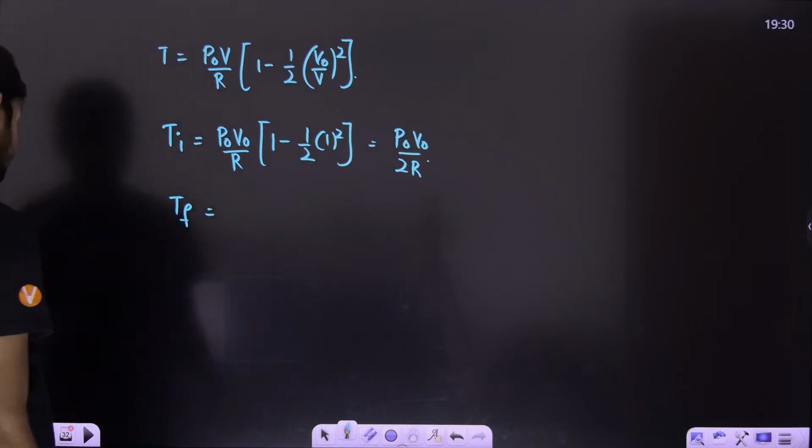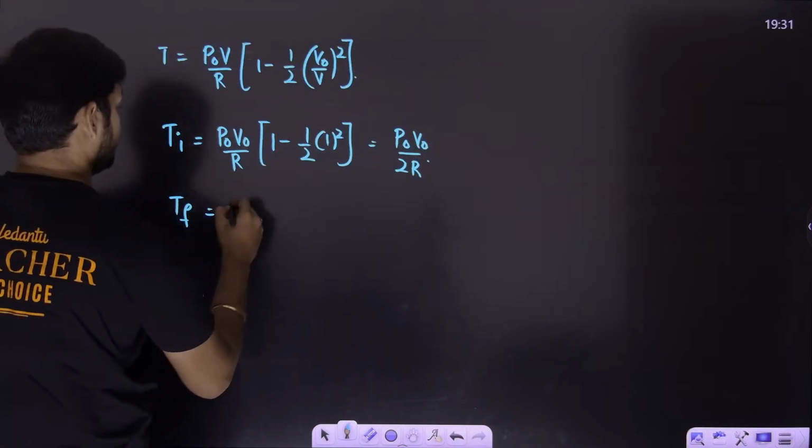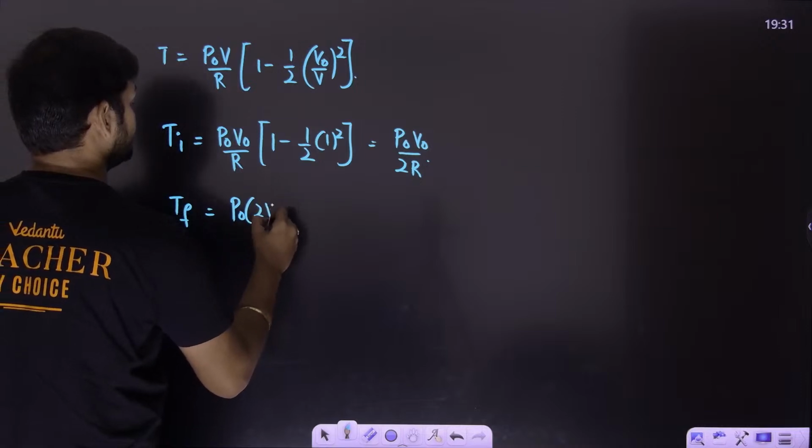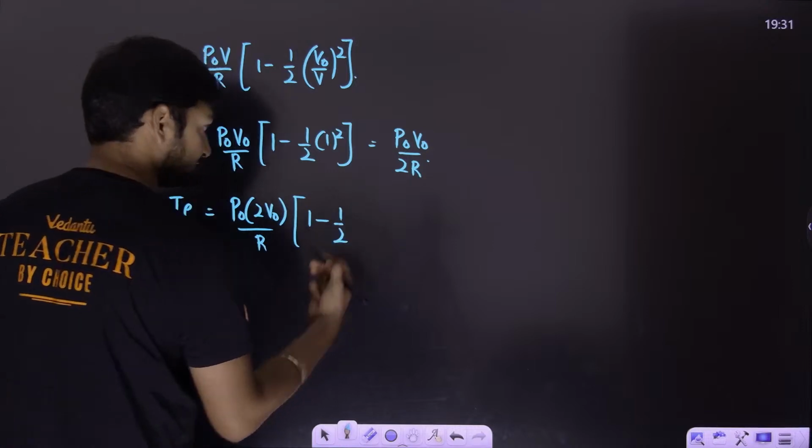T final. You have to put the volume as 2V naught. Then P naught into 2V naught divided by R into 1 minus half.